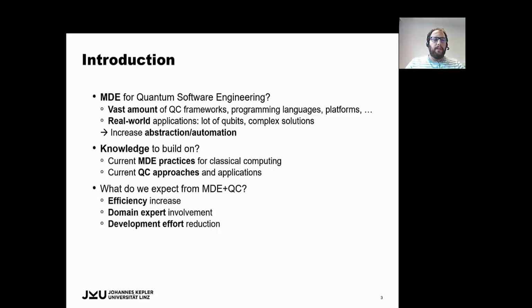Then, what do we expect from model-driven engineering plus quantum computing? So the efficiency increase, in the sense that we must accomplish this by writing more concise code, involving also the domain expert in the development process, and reducing the effort by using a code generation approach.